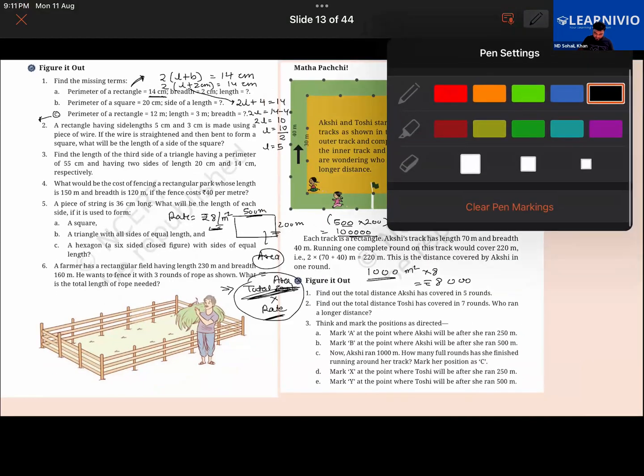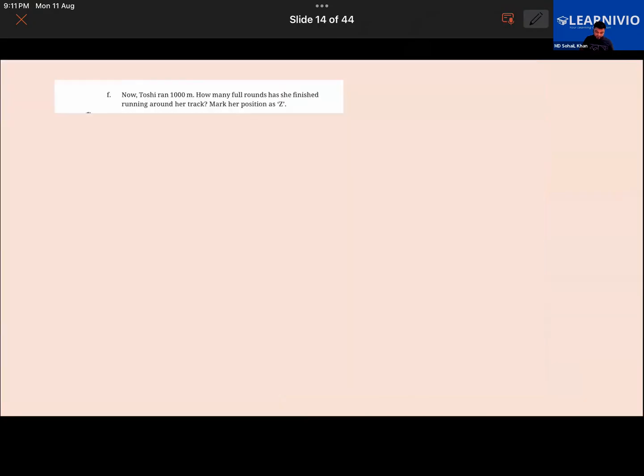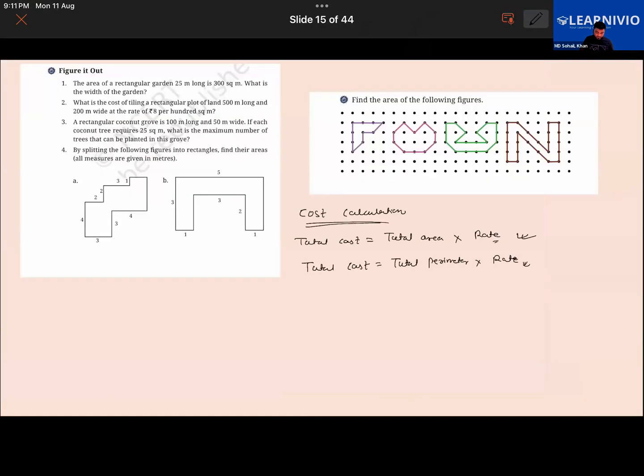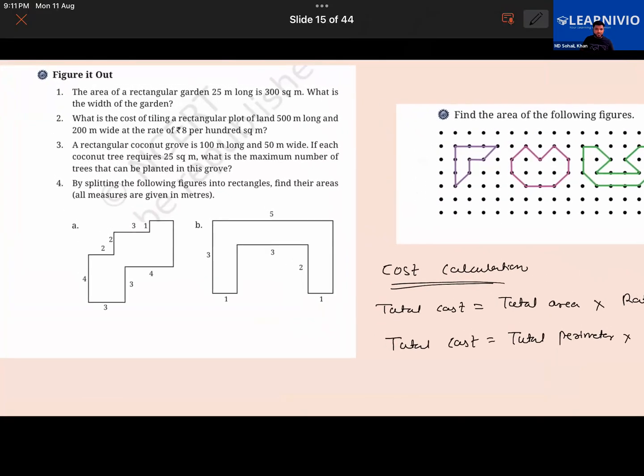Let me clean it first. Tell me, Nafis. Sir, I should say the answer of B and C. Sir, I've got the B answer. It is 5 length.